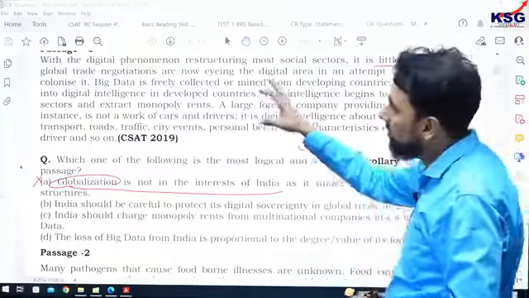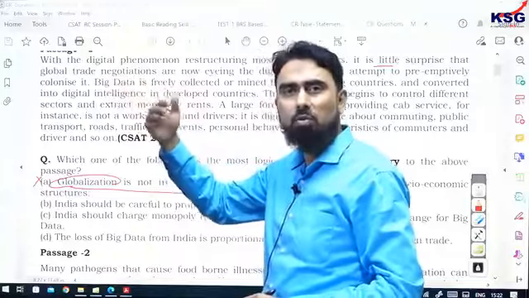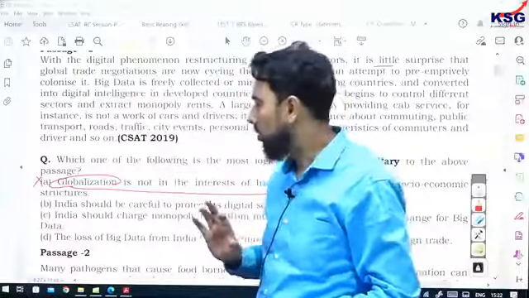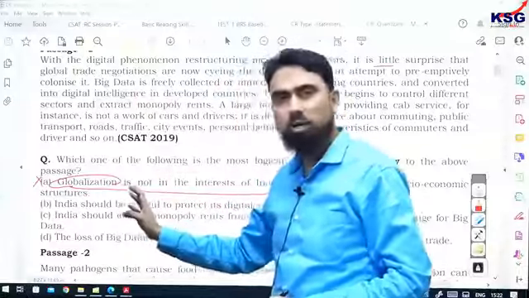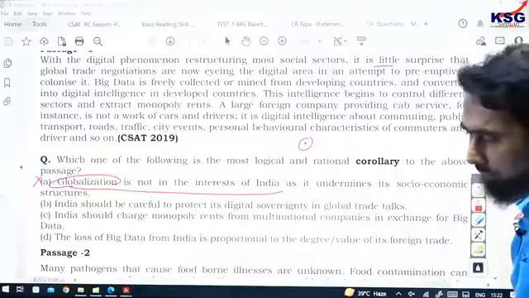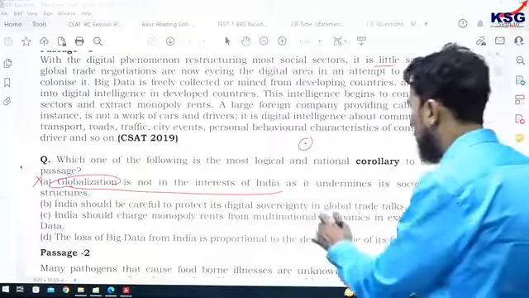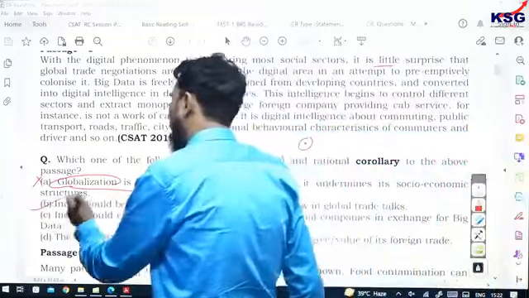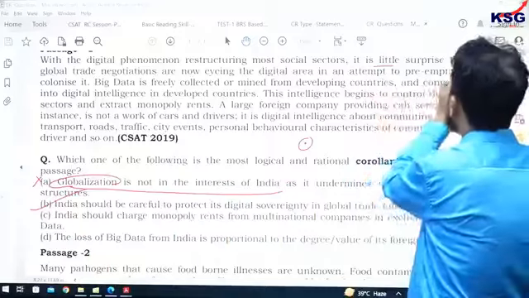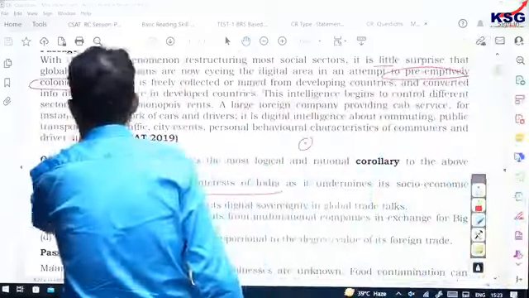So the problem here is that this is talking about big data, and because of the economic liberalization and open market and all that, this thing should have come into the picture. But saying that globalization is the correct corollary is wrong, because the author has not blamed globalization as such. India should be careful to protect its digital sovereignty in global trade talks. This is the valid logical consequence, because the author has said that they are trying to preemptively colonize, which is a big word. It means it becomes the issue of sovereignty.